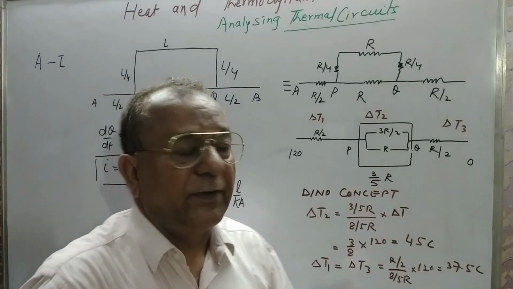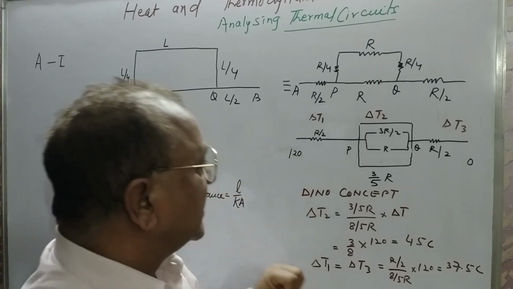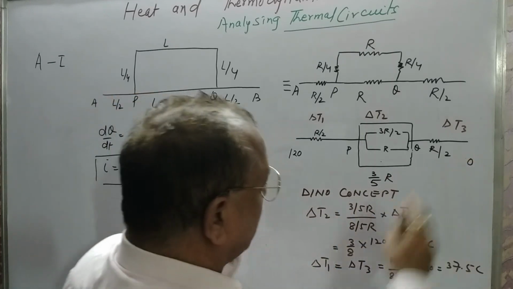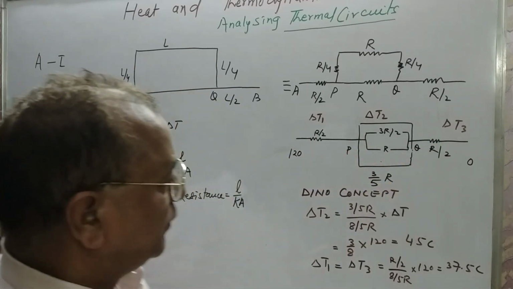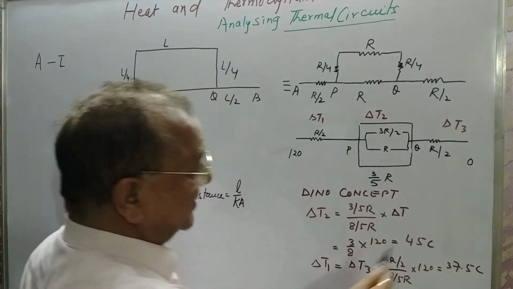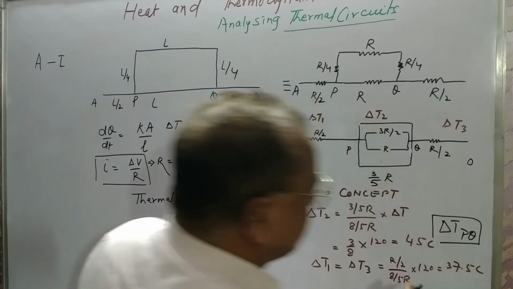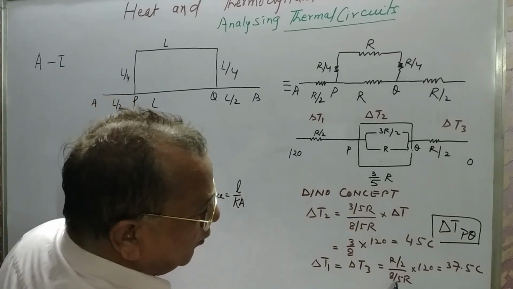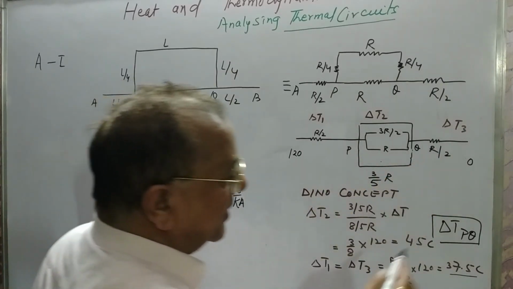Now, use your voltage divider concept. Because the same current or same heat is flowing, the temperature difference in each part will be proportional to the resistance. That is 3 by 5 R divided by the total 8 by 5 R, into the total temperature difference, which is 120, given to you. Now 3 by 8 into 120 gives you 45 degrees Celsius. This is the temperature difference TPQ. In this question, this was not asked, but I have shown you how to calculate: R by 2 divided by total, into 120, gives 37.5. This part and this part will again be 37.5.